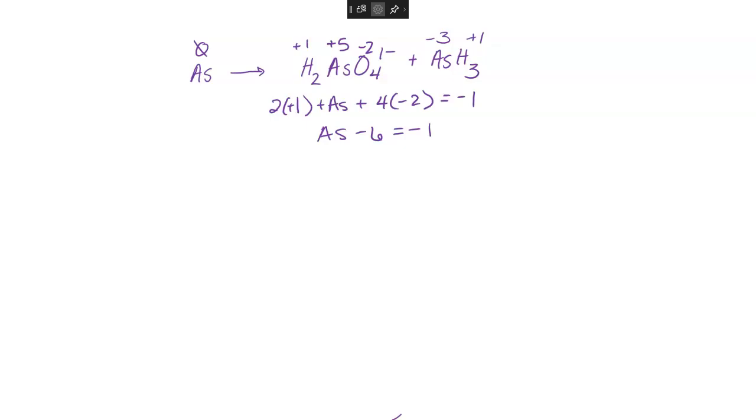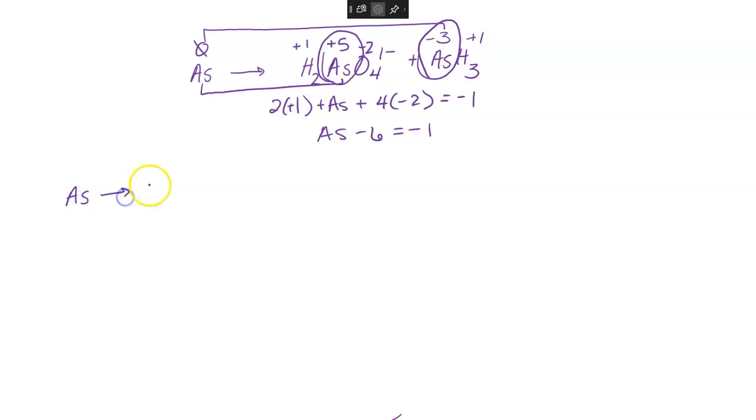Ready? So arsenic is doing what? Losing. So that's one half reaction. And then the other half reaction.